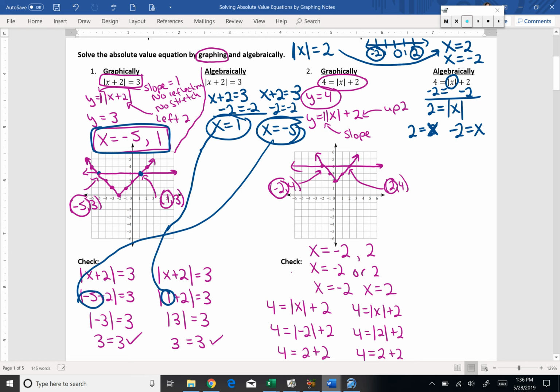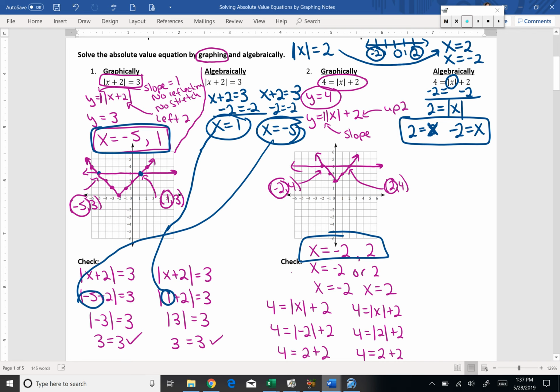And we're in good shape. Once you get the absolute value bars by itself, then you have to start thinking about what's the positive number that we could equal, and what's the negative number that we could equal and be okay. Because the absolute value of 2 is 2. The absolute value of negative 2 is also 2. And if you notice, once again, we match what we got when we graphed.